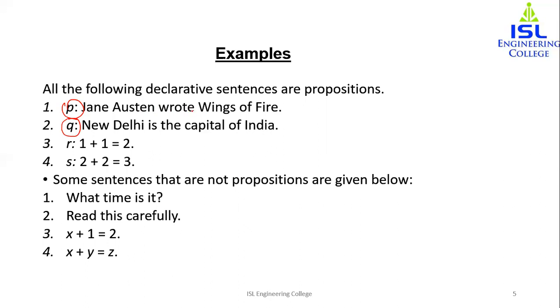Jane Austen wrote Wings of Fire. If you know anything about books, you will know that Wings of Fire is a book written by our ex-president APJ Abdul Kalam. So the statement is false, and since we can definitely say that it is false, it is a proposition. Next, New Delhi is the capital of India. The statement is true, and since we can definitely say that, it is also a proposition. 1 plus 1 is equal to 2. It is true.